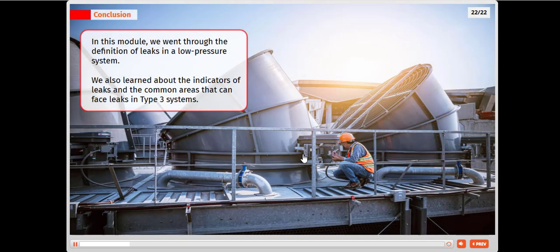In this module, we went through the definition of leaks in a low-pressure system. We also learned about the indicators of leaks and the common areas that can face leaks in Type 3 systems.